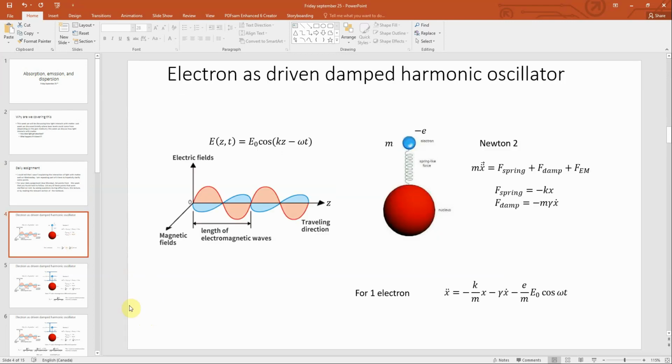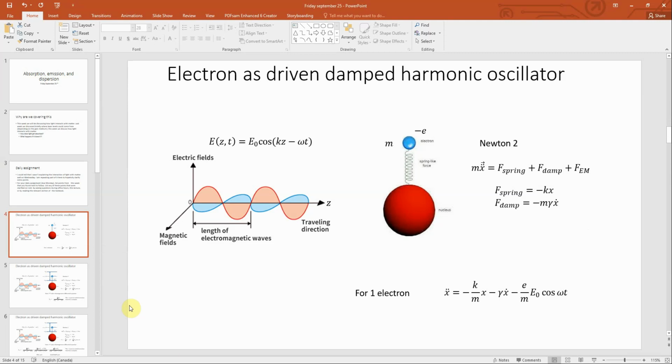Okay, so I'm going to try and clarify some of this explanation for what's going on when light interacts with matter. So what we have is an electromagnetic wave. So we have this light. Light is an electromagnetic wave. That's what's been proven from Maxwell's equations.